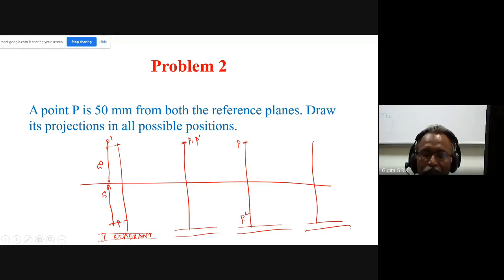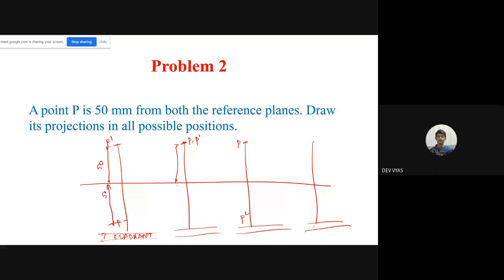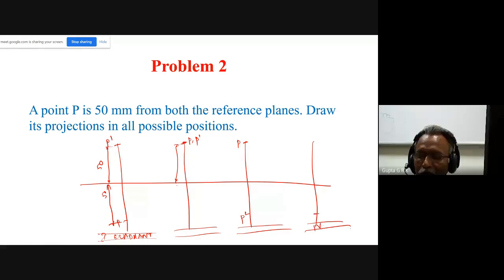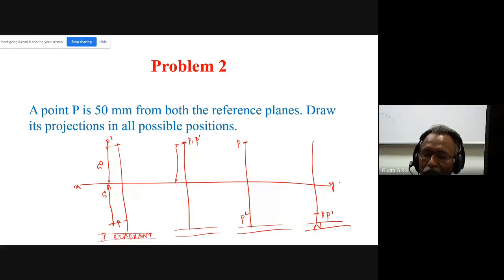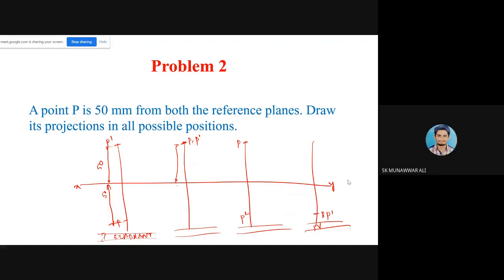Again, you show 50 on both sides. Here only 150 you have to show. And in the fourth quadrant, both are below, P comma P dash both below. Yeah, XY you have to keep. Okay, this is the way you have to complete the second problem. Any doubts? No, sir. Okay.